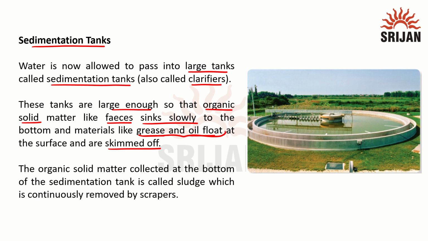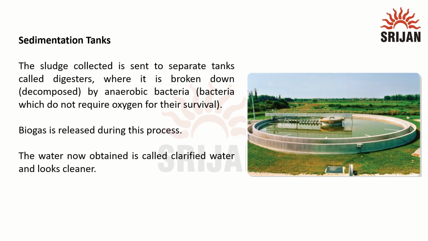Now, what will happen to the bottom part where the feces and organic matter have settled? The organic solid matter collected at the bottom is called sludge, and it will be continuously removed by scrapers. The sludge collected is sent to a separate tank, which we call a digester. Here we can see the breaking down of the organic compounds.